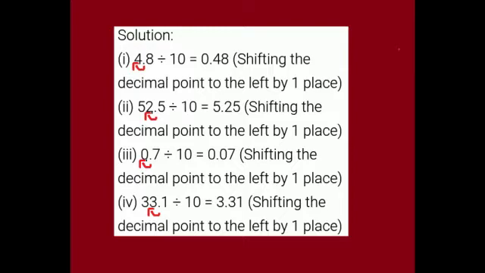Next, third subdivision, 0.7 divided by 10. Since we are dividing by 10, we have to shift the decimal point one place to the left. So in 0.7, on shifting the decimal point one place to the left, we got 0.07. Next, fourth subdivision, 33.1 divided by 10.